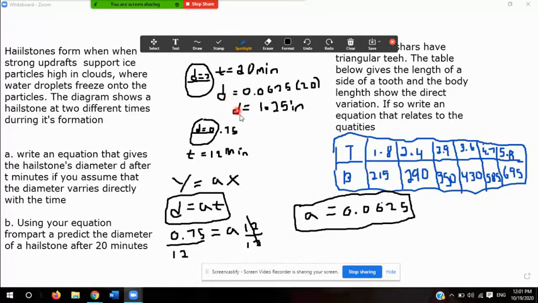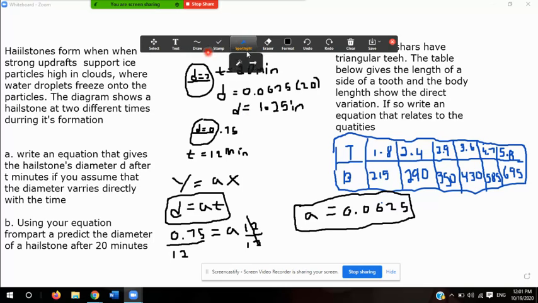Once that's done, now I go back here and I can find my diameter. Diameter is what I'm looking for. I found my A, which is my constant of variation, and remember that it remains the same throughout. So 0.0625 times the time, which is 20, gives me 1.25 inches. So after 20 minutes, the diameter is 1.25 inches.